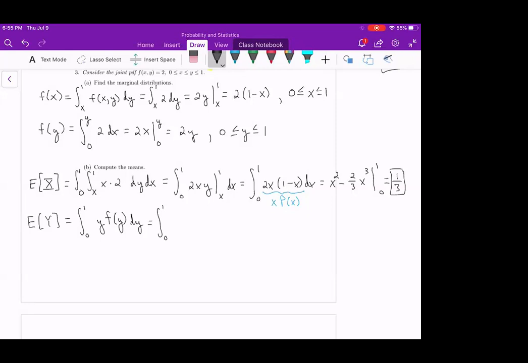Of f of y is 2y. So that's going to be 2y squared when you multiply by the y. And when you integrate this, you get 2/3 y cubed. Evaluate from 0 to 1, which is 2/3.